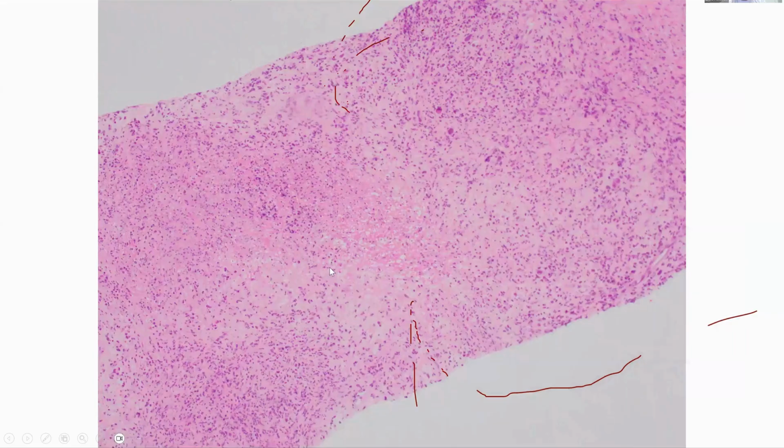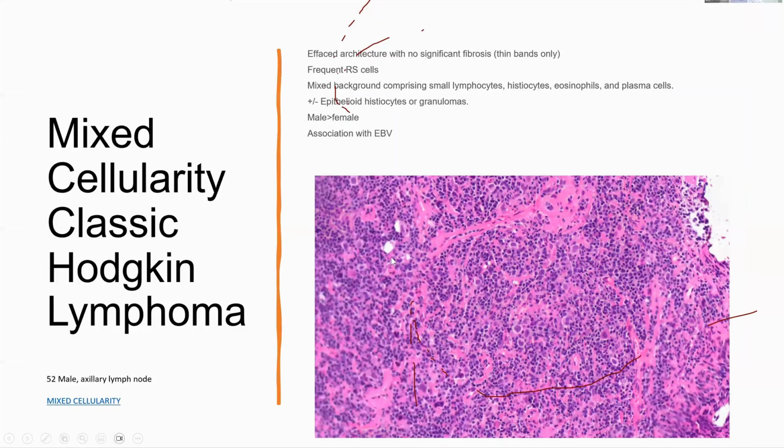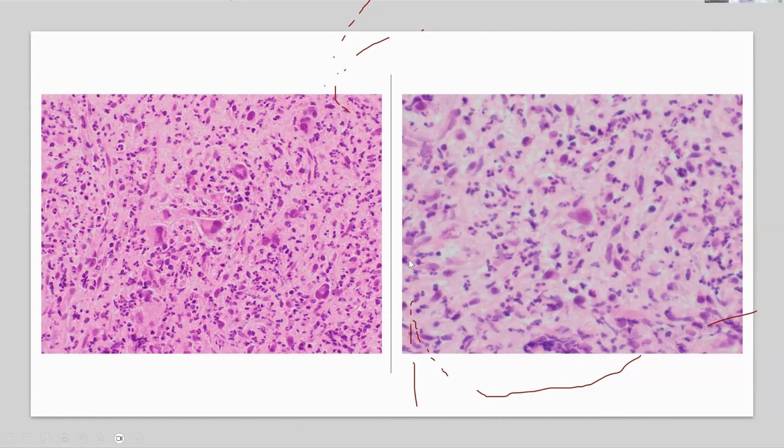So you can see here, this is the same case, a central area of necrosis and then the cellular areas outside. And within these cellular areas, you see the background. Sometimes we refer to it as the dog's breakfast. So it's very much like a mixed population of multiple types of cells: neutrophils, histiocytes, as well as eosinophils. And you see these scattered larger cells, some of which are binucleated, some multinucleated, or mononucleated, as you see here. So this is the typical nodular sclerosis type.